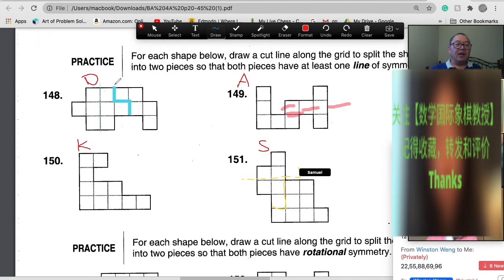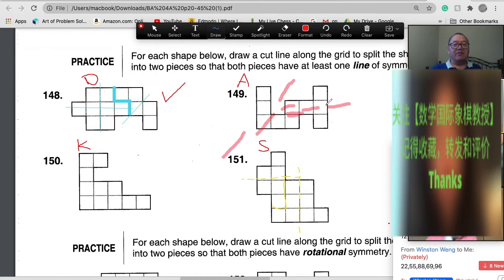Now let's see 148. Oliver separated this way. Okay, then get this one, the symmetry is this. Yeah, this one's symmetry is this. Yes, this one's right. Oliver did right.